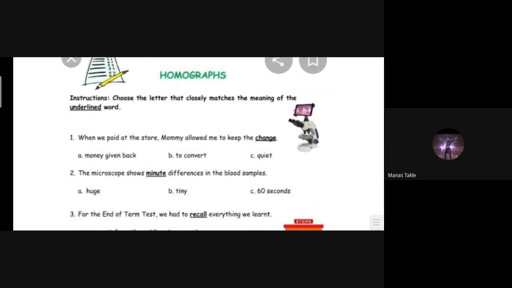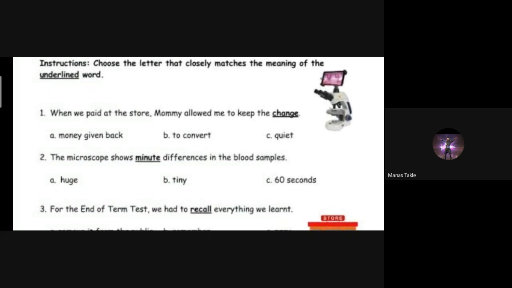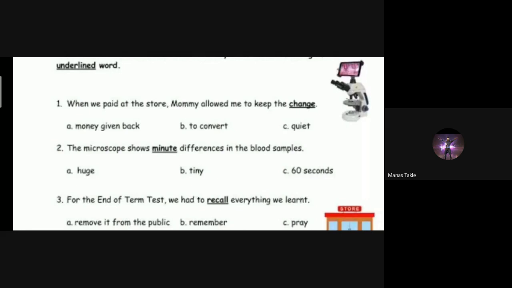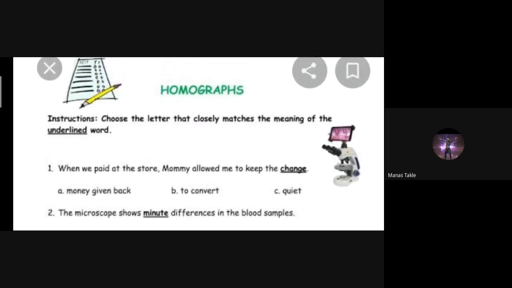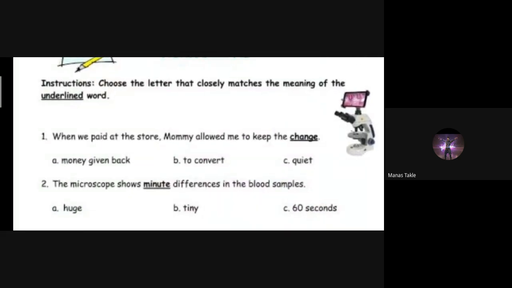Okay. One more for homographs. Choose the letter that closely matches the meaning of the underlined word. So you can tell me the option number only. Okay. When we paid at the store, mommy allowed me to keep the change. Change ka meaning batana hai aapko. Money given back. It's a money given back. The microscope shows minute differences in the blood sample. Minute: huge, tiny, 60 seconds. Tiny.